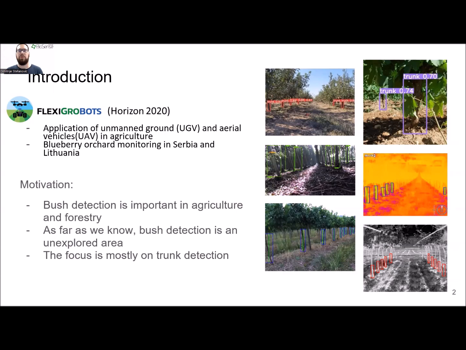In our pilot, we developed a UGV for blueberry orchard monitoring, where detecting blueberry bushes is a key component of our UGV guidance system. Also, in a lot of forestry and different agricultural applications, bush detection could provide significant information in different research areas. As far as we know, bush detection is an unexplored area, and there are no datasets of this kind. In most cases where tree detection is being studied, authors are detecting trunks, but there are no bush-like examples such as blueberries.